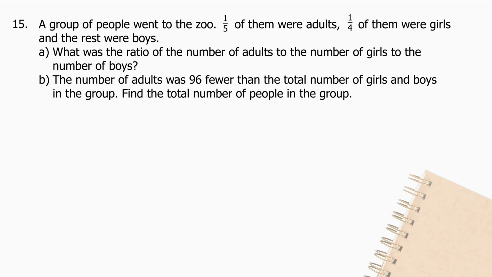Question 15. A group of people went to the zoo. 1/5 of them were adults, 1/4 of them were girls, and the rest were boys. A. What was the ratio of the number of adults to the number of girls to the number of boys? B. The number of adults was 96 fewer than the total number of girls and boys in the group. Find the total number of people in the group.